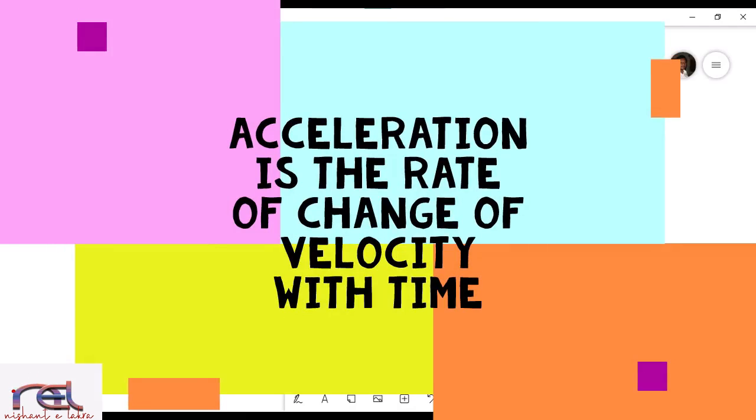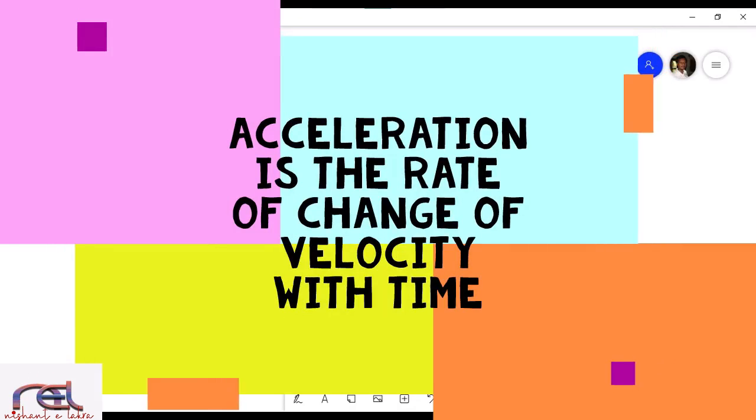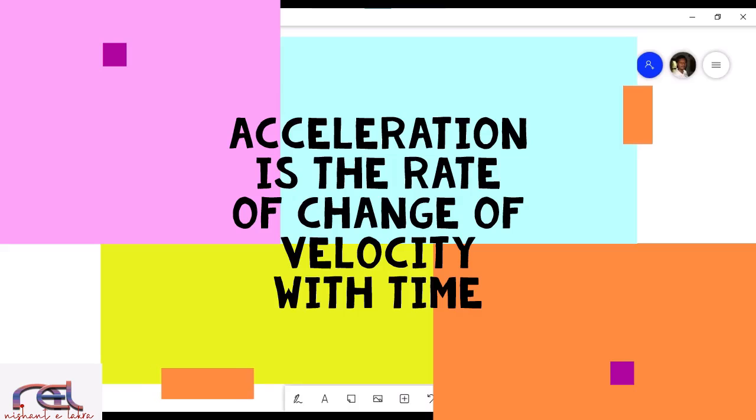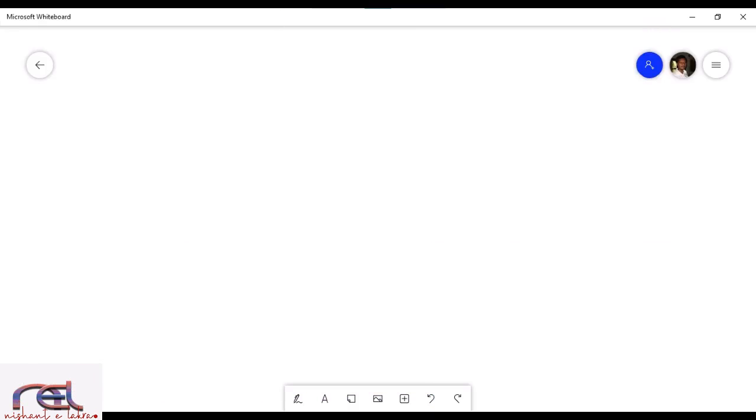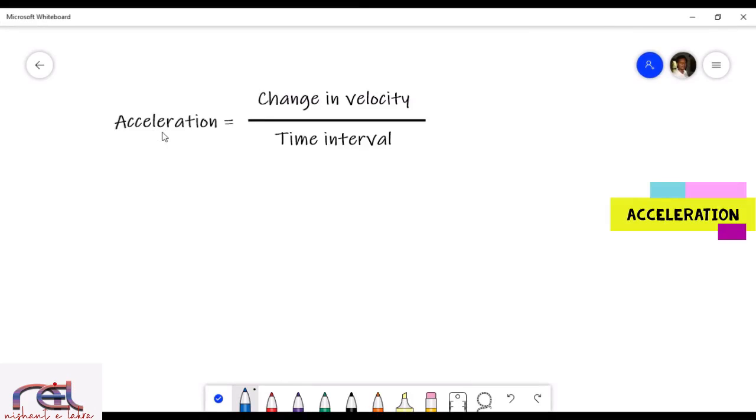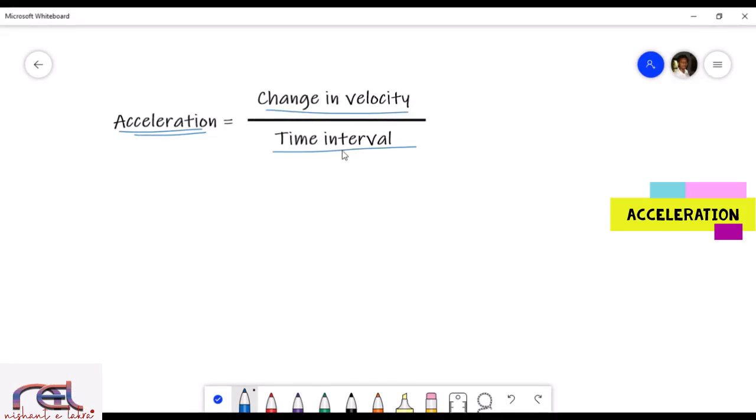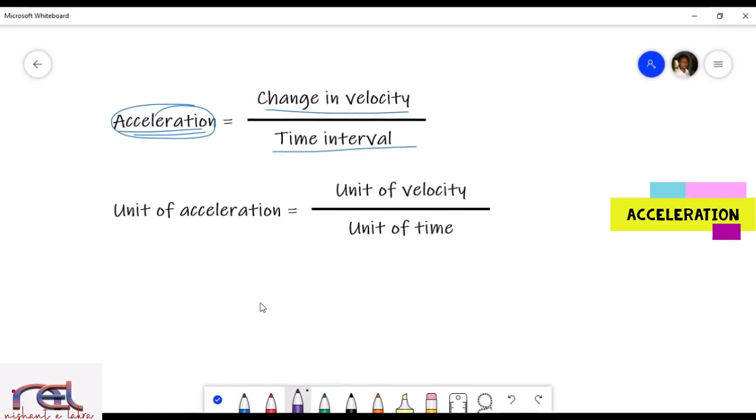Let's see what acceleration is. It is the rate of change of velocity with time. Let's understand more about acceleration. We can find acceleration by dividing the change in velocity by the time interval, or we can say that acceleration is the ratio of change in velocity and time interval.